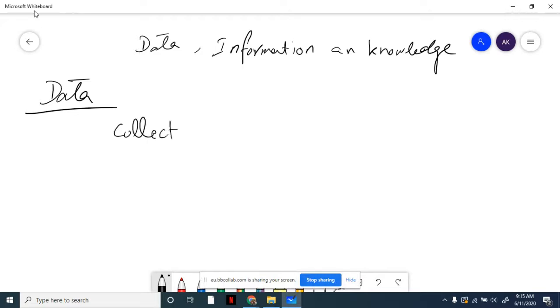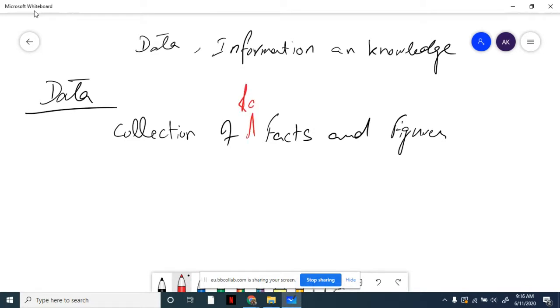collection of facts and figures. Especially if I add one thing in it, collection of raw facts and figures. This is very important. Whenever we talk about data, data means collection of raw facts and figures. Now, what is meant by raw? Raw means any unprocessed thing, anything which is not processed yet.